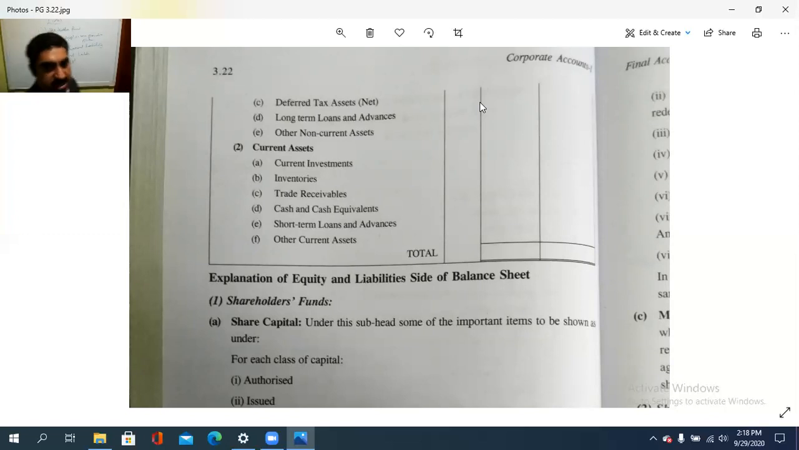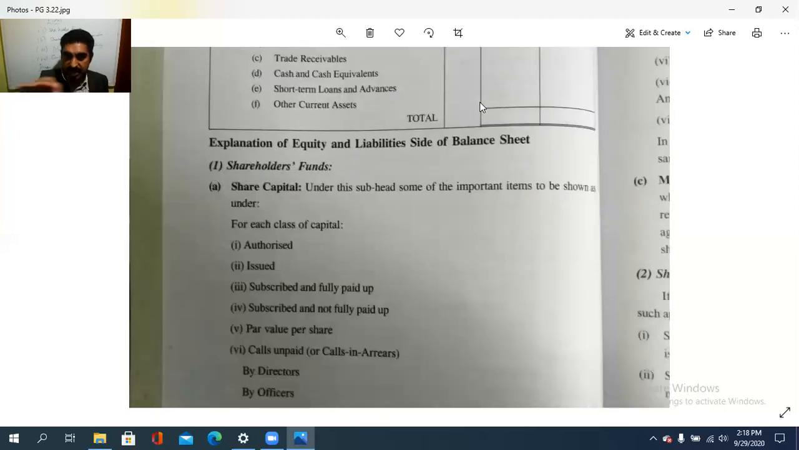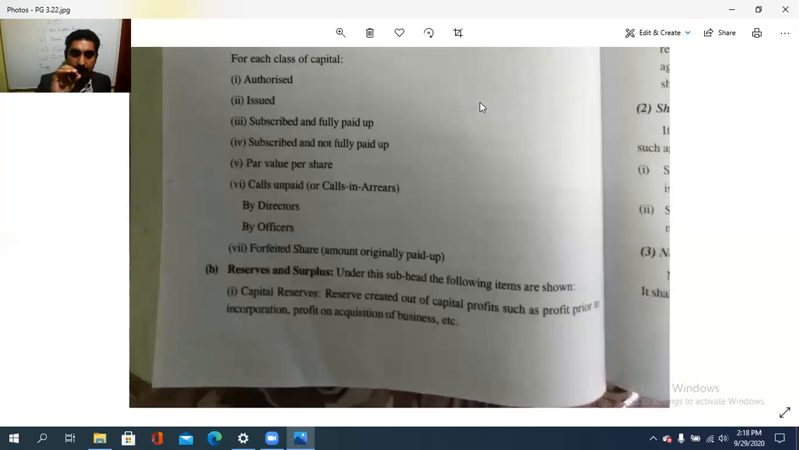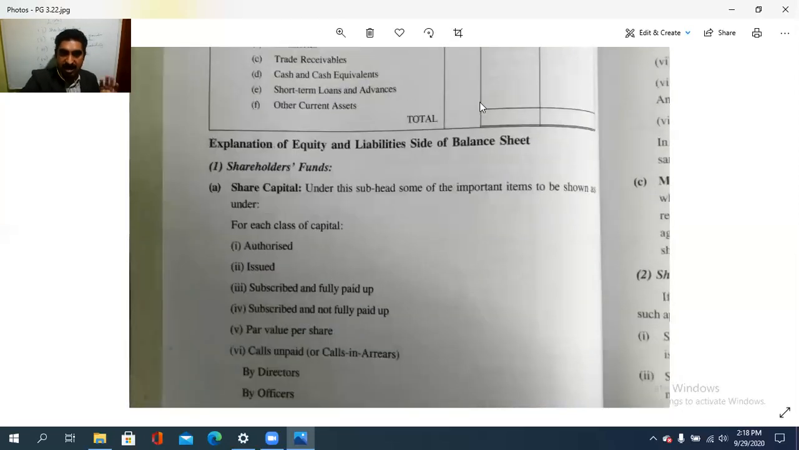Then the explanation with regard to the items on the equity and liability side of the balance sheet. At a glance, we will look into shareholders' funds. Under that, share capital: authorized, issued, subscribed, not fully paid up and fully paid up, par value per share, calls unpaid or calls in arrears by the directors, by the officers, and forfeited shares. That is the capital part, share capital.